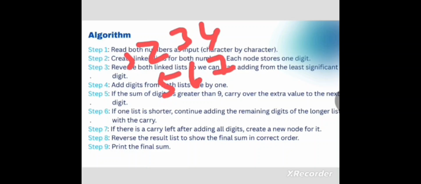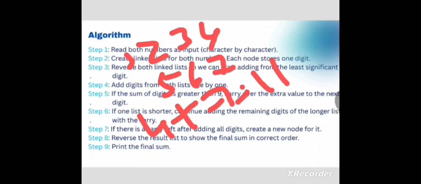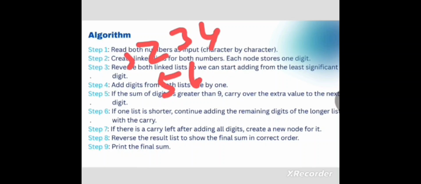After that, step by step addition: first we will add 4 plus 7, that we will get 11. In this case we will write 1 and another one will be carried. Next we will go for 3 plus 6 plus 1, that is nothing but 10. We will write 0 and 1 will be carried. In the same way 2 plus 5 plus 1 and we will get 8. We will write the 8, and 1 plus 0 is nothing but 1, and we will write 1.